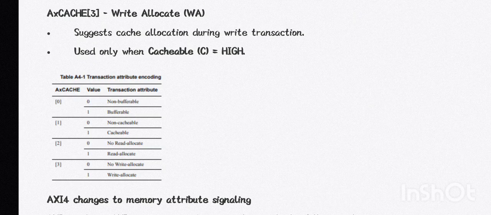ARCACHE[2] is read allocate. It suggests cache allocation during a read transaction, used only when cacheable is high. ARCACHE[3] is write allocate. It suggests cache allocation during a write transaction, used only when cacheable is high.